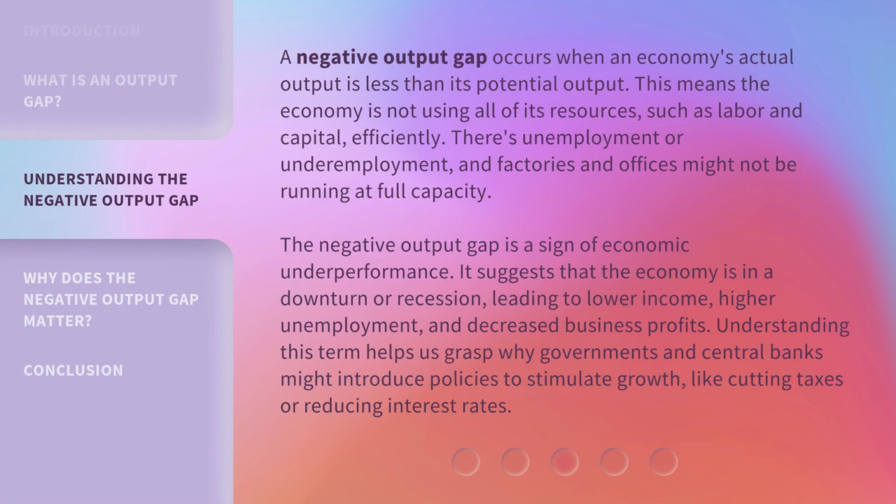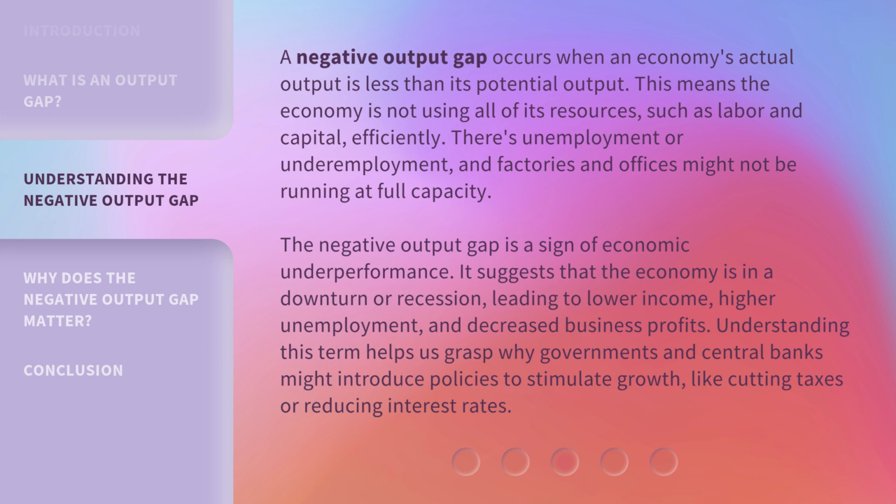A negative output gap occurs when an economy's actual output is less than its potential output. This means the economy is not using all of its resources, such as labor and capital, efficiently. There's unemployment or underemployment, and factories and offices might not be running at full capacity. The negative output gap is a sign of economic underperformance.